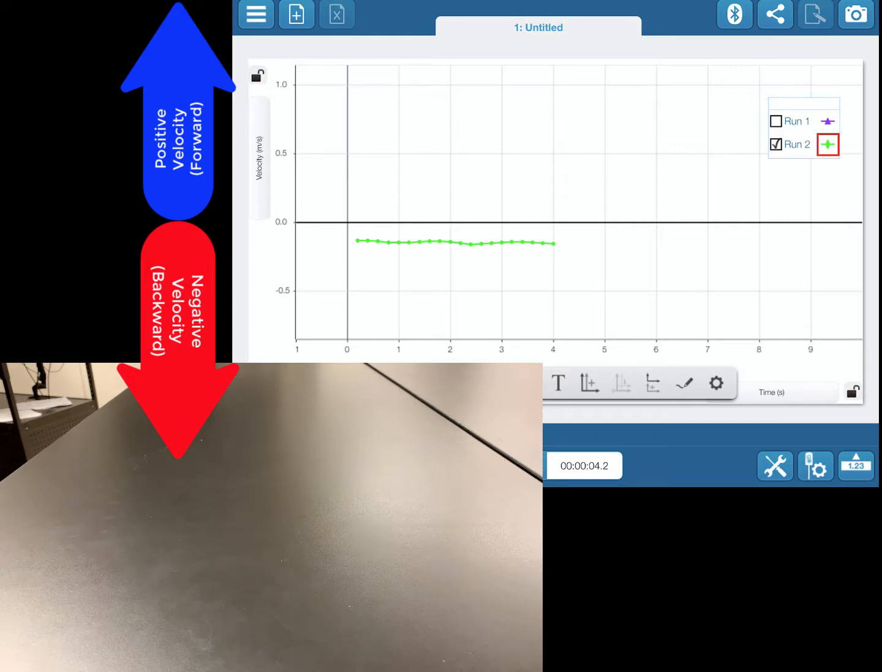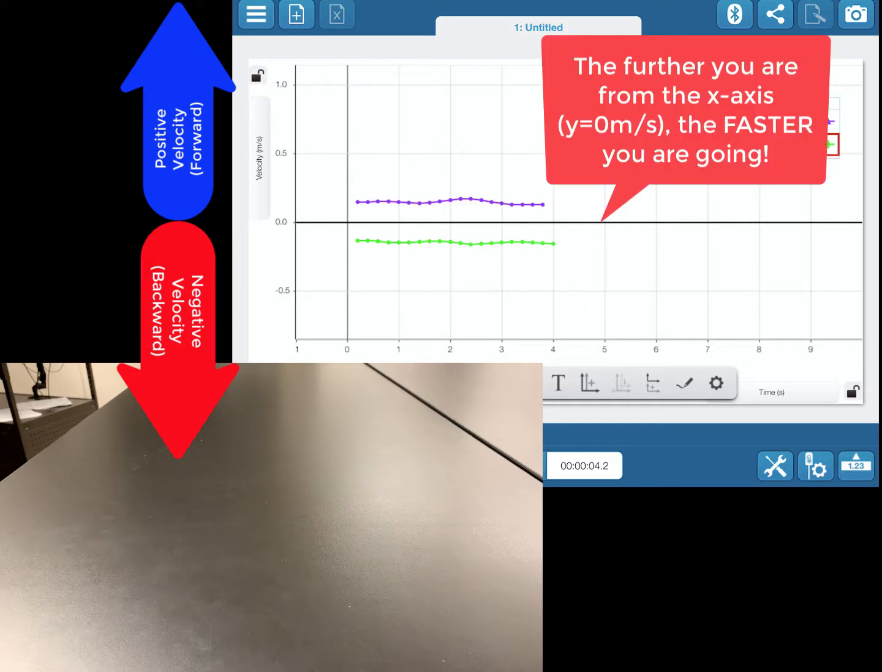Now, again, I want to stress that negative doesn't mean it's less than any positive value. Negative simply tells you it's going in the opposite or reverse direction. Our first line was above the 0, which means it was a positive velocity. Our second line is below the 0, telling us it's a negative velocity. But you'll notice that the two lines are about equal distance from the 0, which means they were both traveling about the same speed, just in opposite directions.